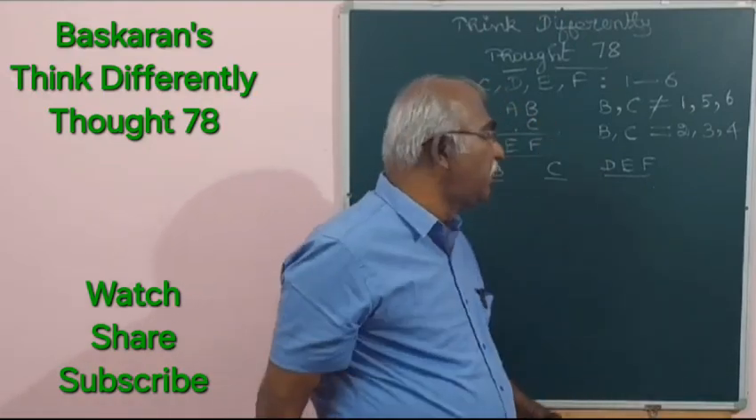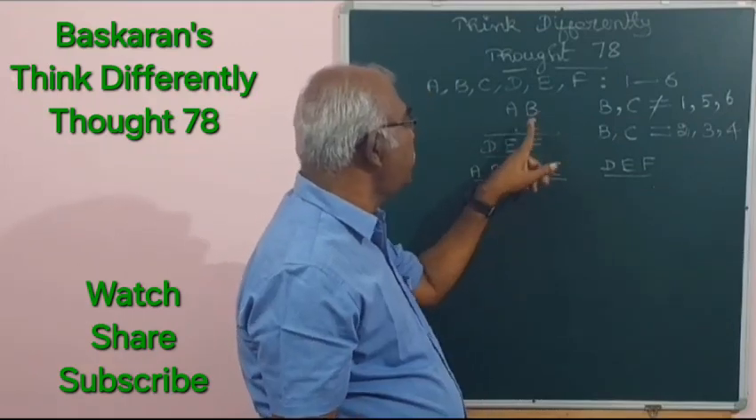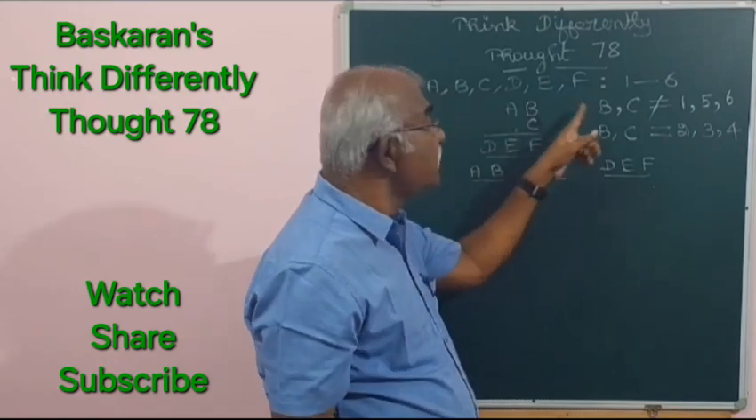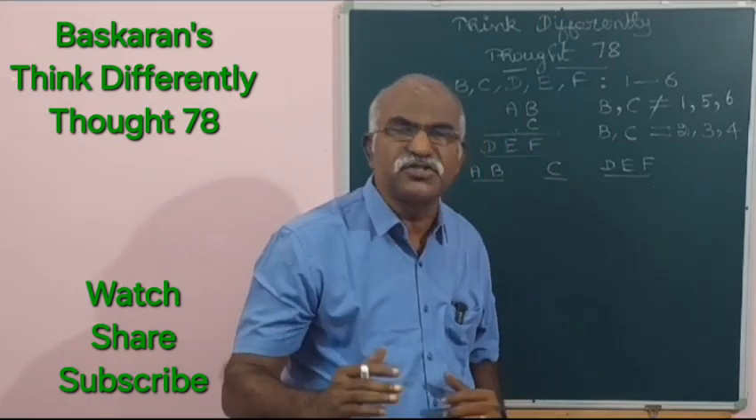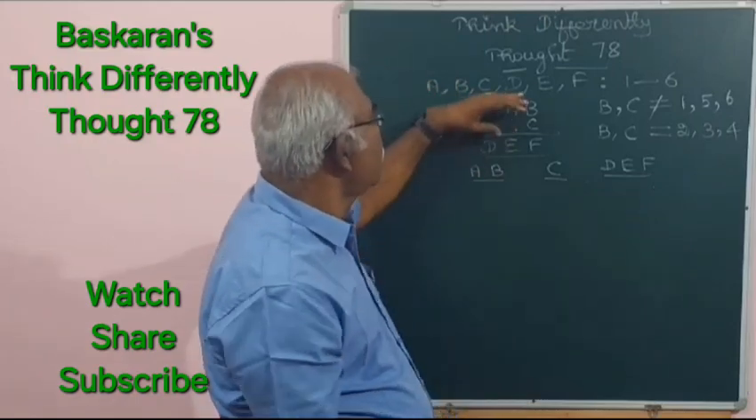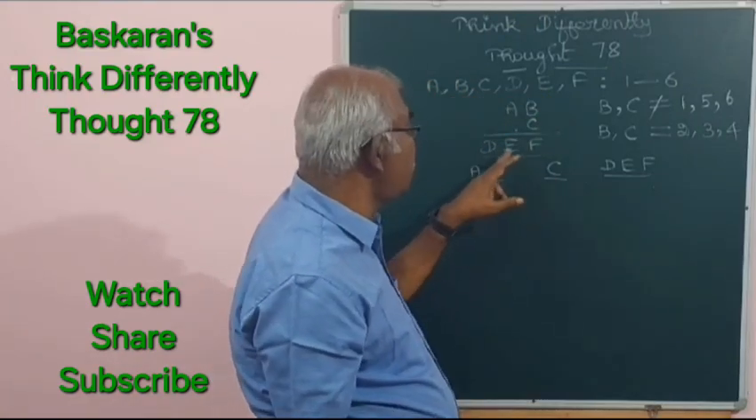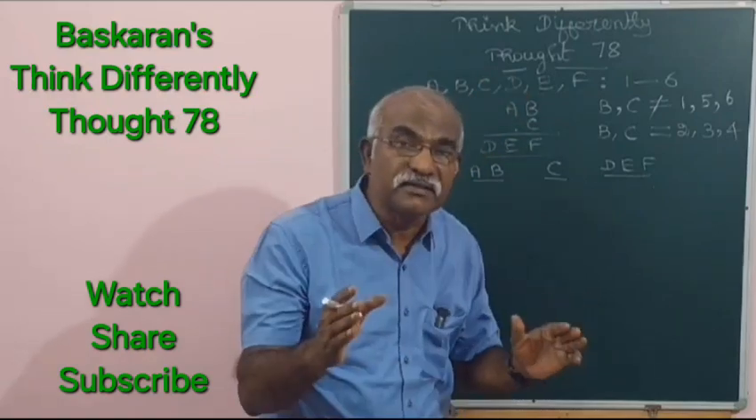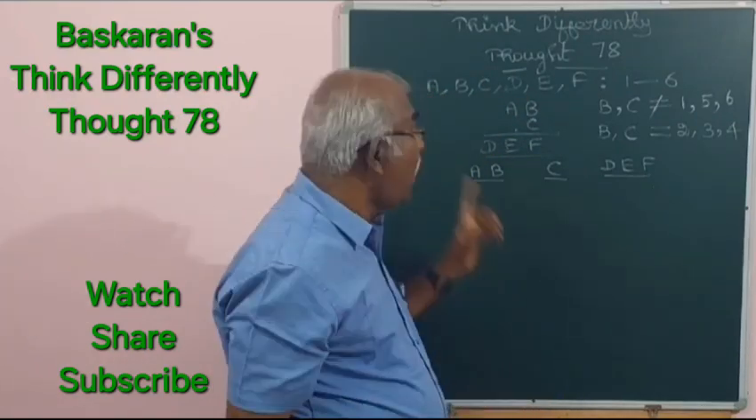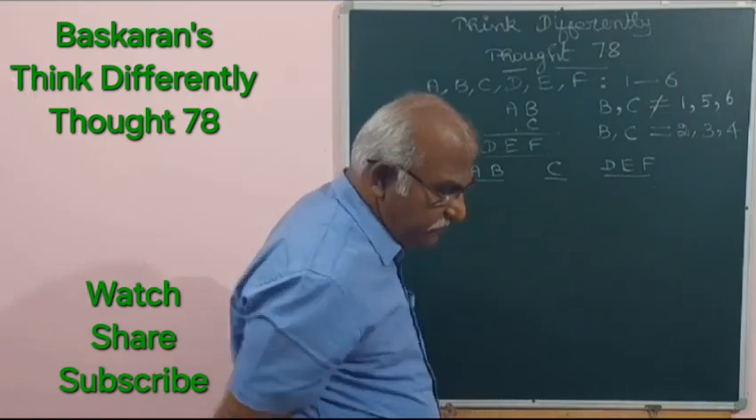AB is a two-digit number, C is a one-digit number. When you multiply AB by C, you get DEF. A, B, C, D, E, F are six distinct numbers from 1 to 6. So, when you multiply a two-digit number by a one-digit number, you get DEF, and all the six digits are distinct numbers from 1 to 6. Find the values of A, B, C, D, E, F.